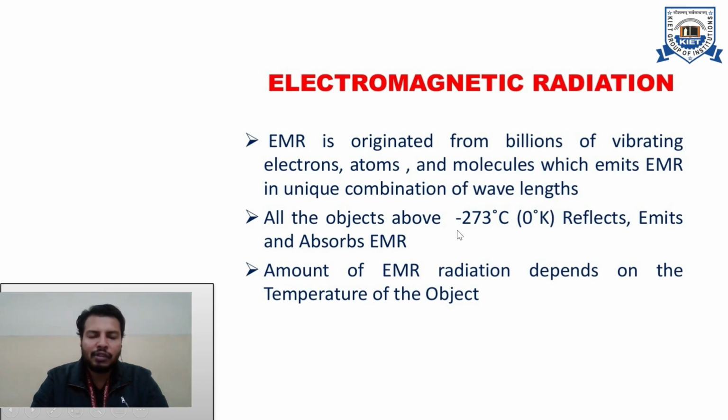All objects above minus 273 degrees Celsius, or 0 Kelvin, reflect, emit and absorb electromagnetic radiations. We will see the conversion between the Kelvin scale and the Celsius scale. Obviously the amount of electromagnetic radiation will depend upon the temperature of the object.